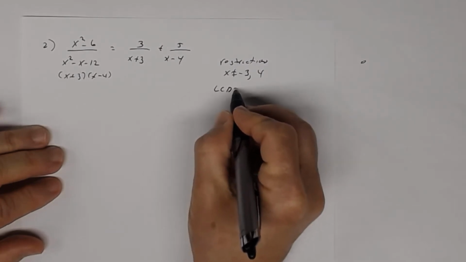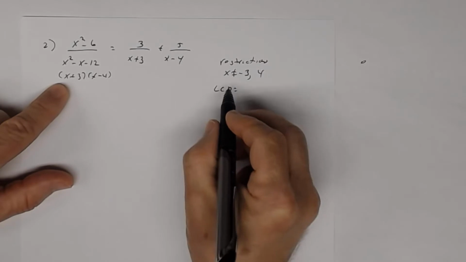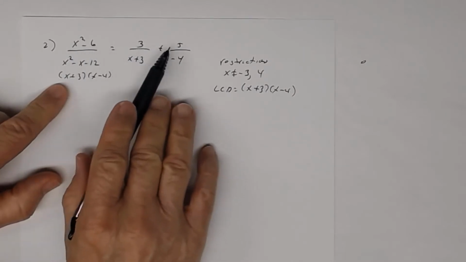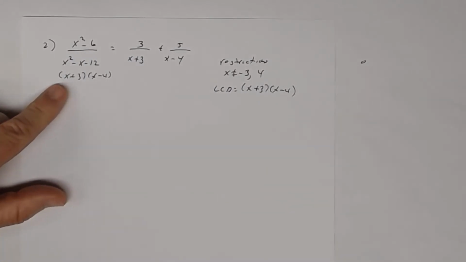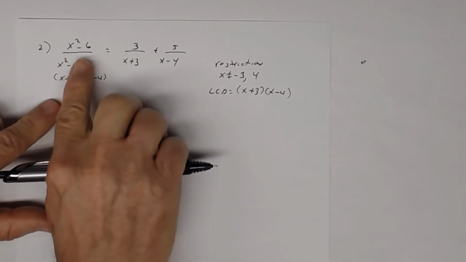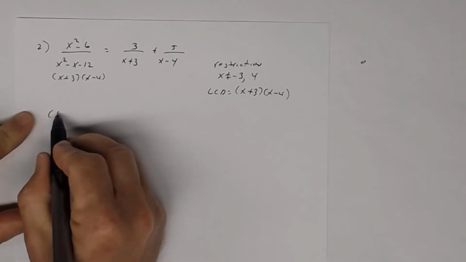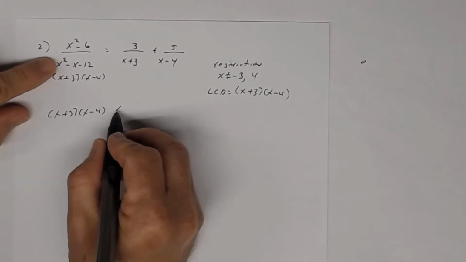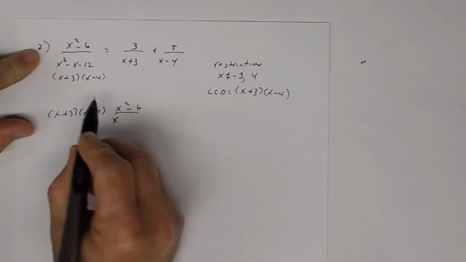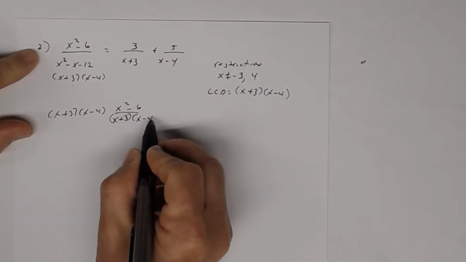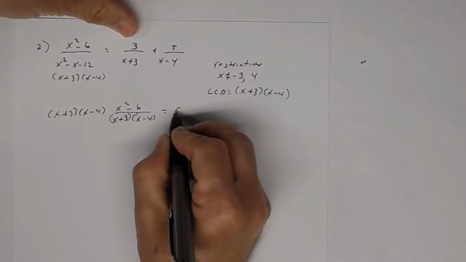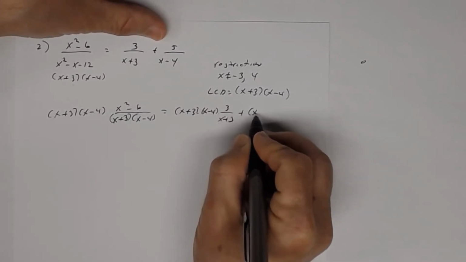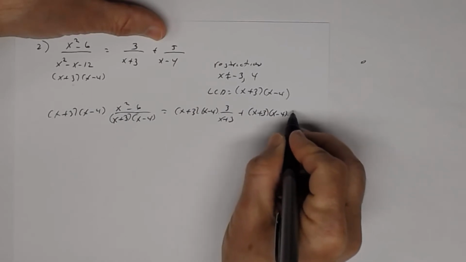Then you've got to find your LCD. So the LCD has to include every factor you see. So I see an x plus 3 and I see an x minus 4. And now you're going to multiply every fraction by that LCD. So that's the same thing as saying multiply both sides by the LCD. So every fraction is multiplied by the LCD. So you're going to say the LCD times the first fraction, the fraction on your left-hand side, and write it in factored form. So it'll be x plus 3, x minus 4, equal the LCD times this fraction, x plus 3, x minus 4, times 3 divided by x plus 3, plus the LCD times the other fraction, 5 divided by x minus 4.